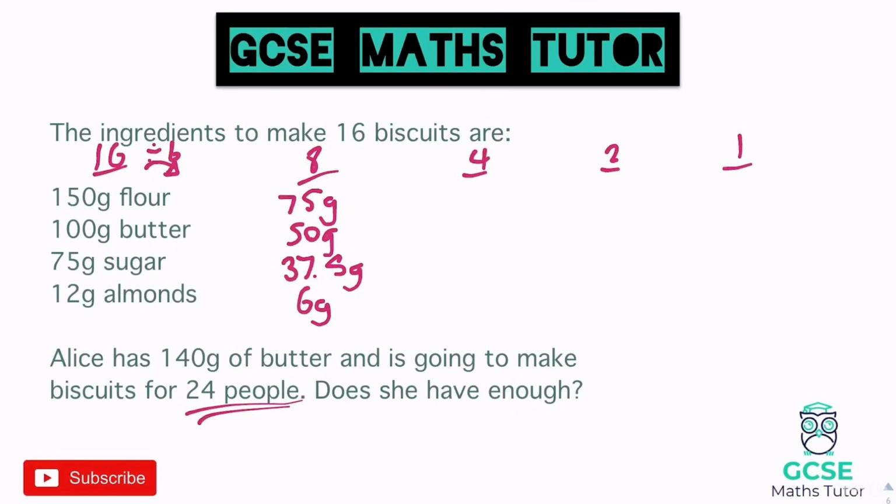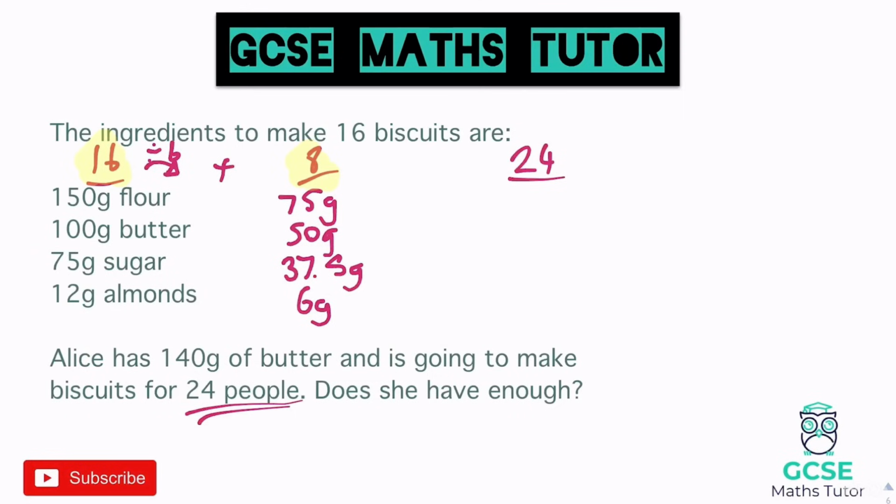And if we have a look, 16 people in this recipe and 8 people in this recipe. Well, in total, 16 plus 8 is 24 people. So if we combine these together, the recipe for 16 and the recipe for 8, that'll give us a recipe for 24. So for 24 people, we can add these together.